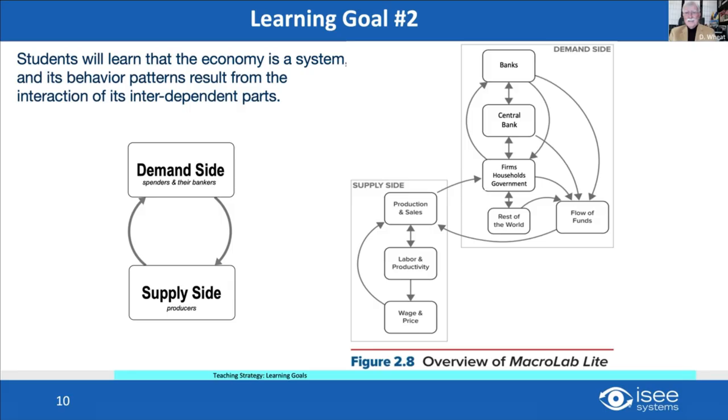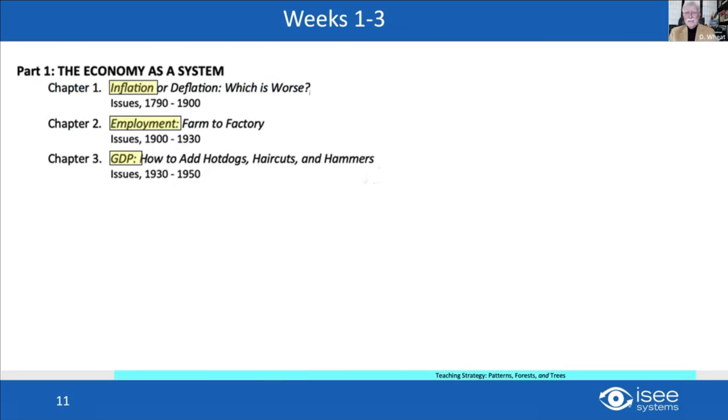So they first get a look at the model with this very simple little picture of a demand side with the spenders and their bankers, and the supply side with the producers. And then gradually, chapter by chapter, they begin to get a little bit more detailed picture. But this gives a fairly high-level view of the MacroLab Lite model that is the featured model in the textbook and we use in the course.